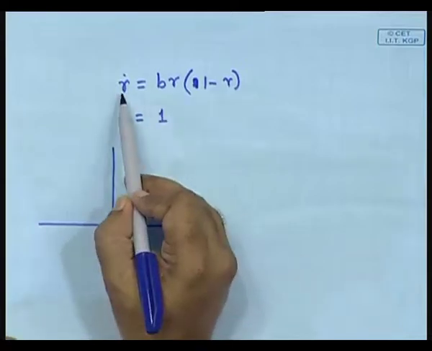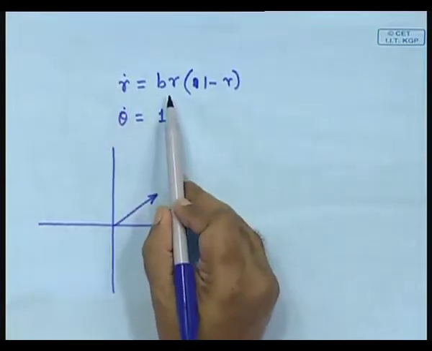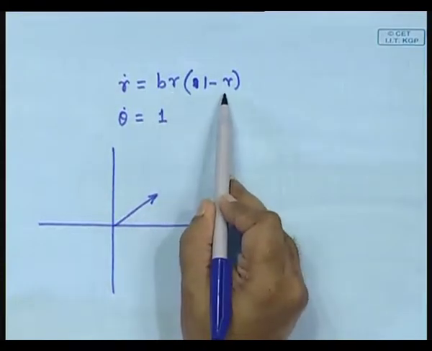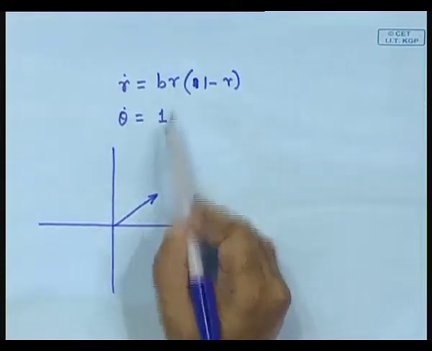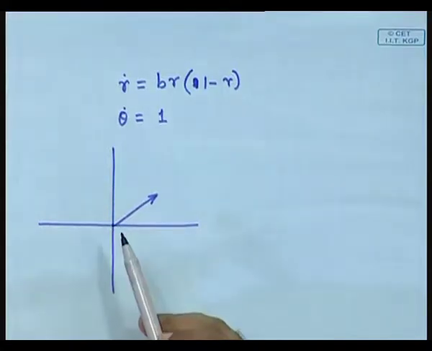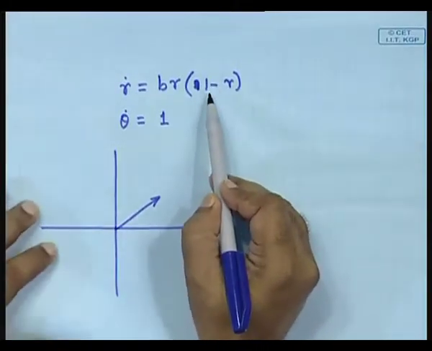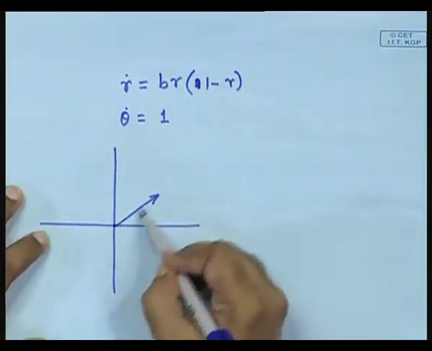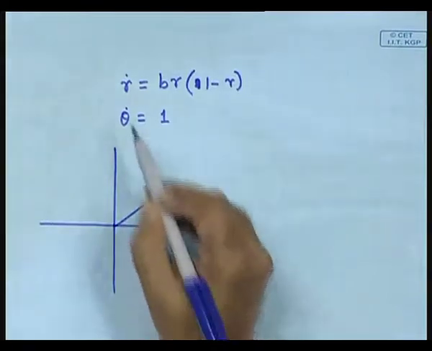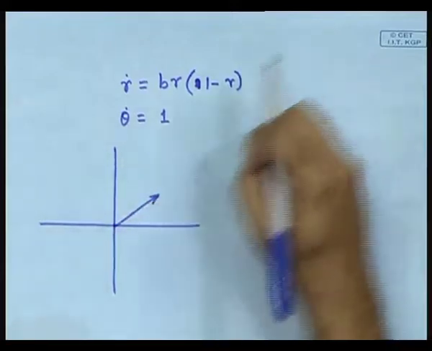If you put r dot equal to 0, then under what condition is that possible? r is 0 and r is 1. Okay. r is 0 means right here. So, there is an equilibrium point right here, but there is also something very important at r equal to 1. What is it? If r is 1, that means this radius vector is 1, then r dot is 0, which means it does not expand or contract.